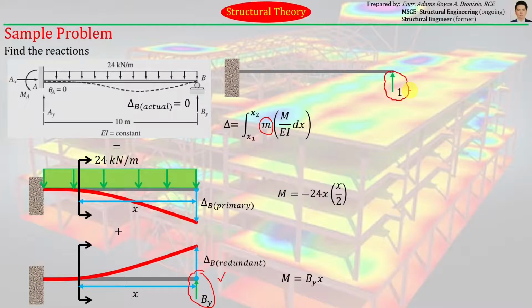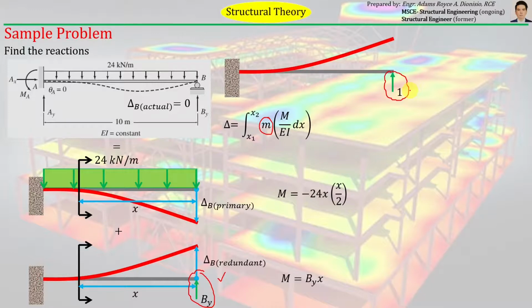So if we load the determinate structure with an upward unit load, the member will deflect in this manner, and as you can observe, the same point here, point B, will move from its original position to this final position with a magnitude equal to delta V unit load.